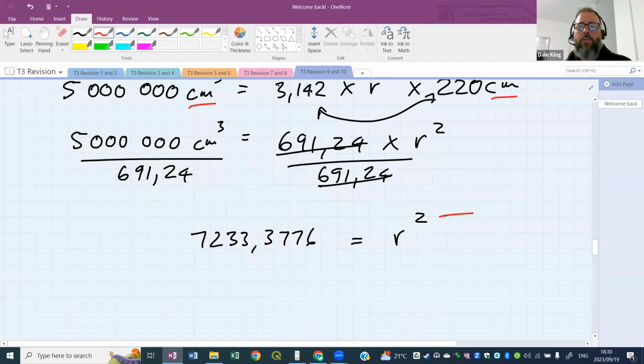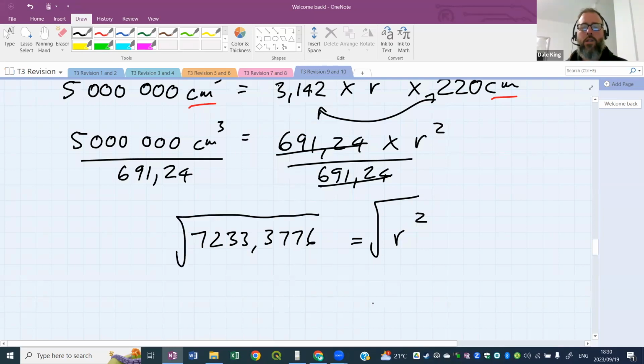But careful, this radius has still got a power of 2 on it. We've got to get rid of that power of 2. So what's the inverse of the power of 2? It's the square root. So the square root and the power of 2 cancel each other out. But what you do on the right-hand side, you got to do on the left-hand side.